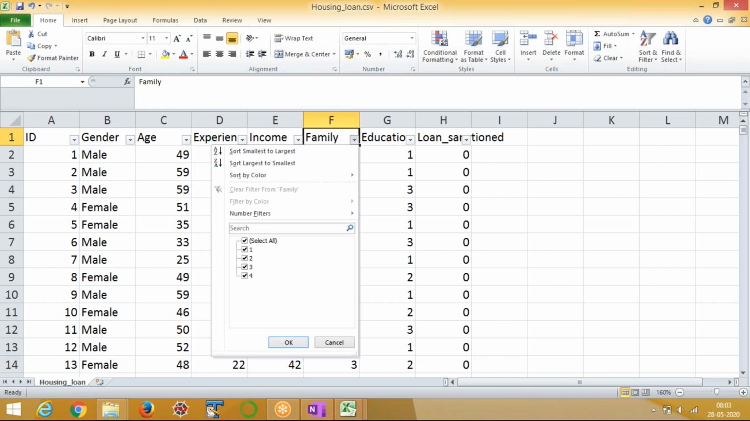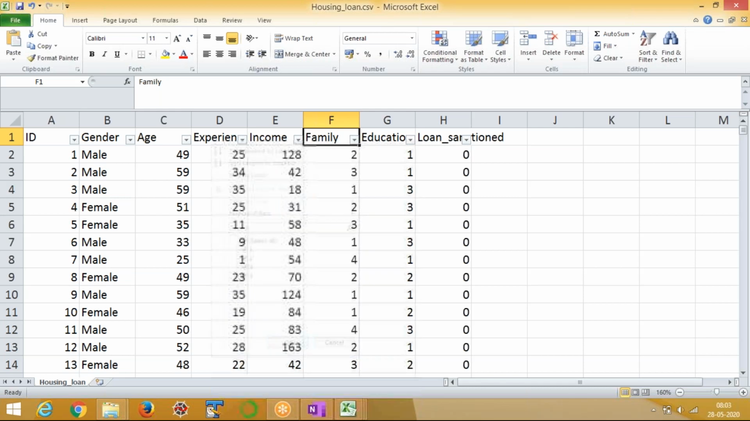Okay. And family: how many people are in your family? Tell me what kind of data it is. Countable data, yes. How many people in your family? So 2 people, 3 people, 4 people, or single, because this is actually banking related data.